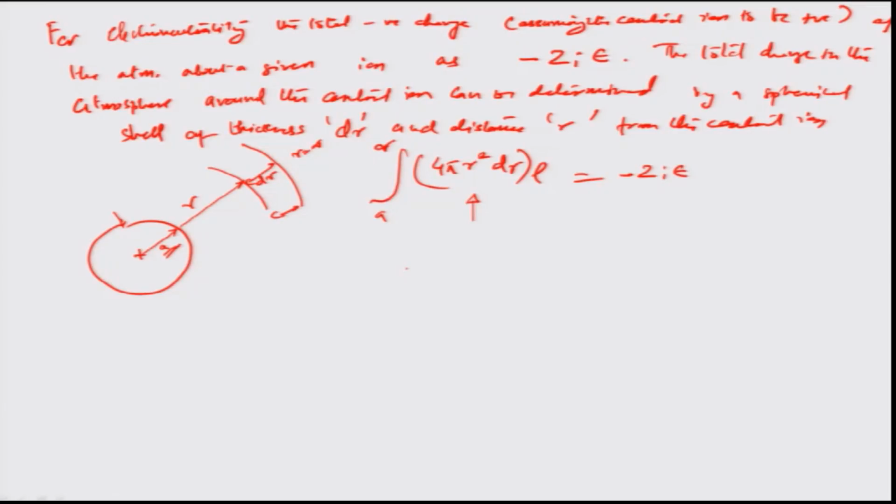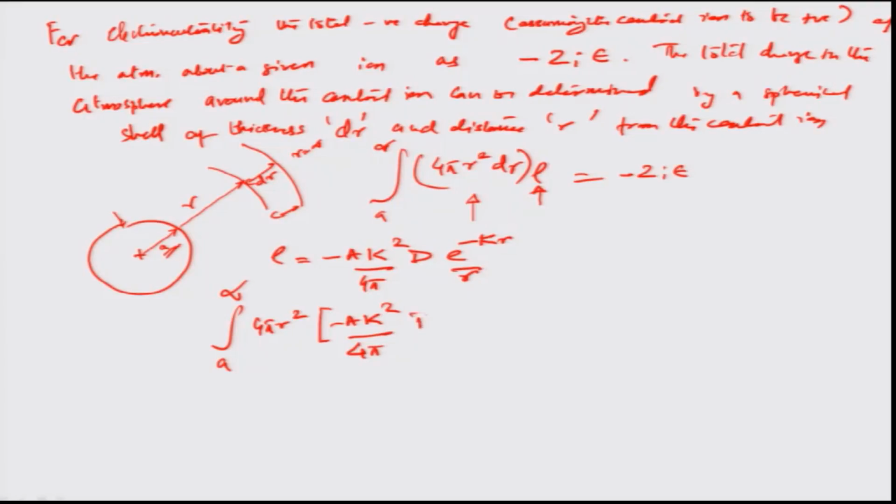So, therefore, we substitute the value of rho from the previous step in this expression here. Rho from the previous step was minus a square of k by 4 pi dielectric constant D, e to the power of minus kr by r. So, if I substitute that here, we get integral a to infinity 4 pi r square times minus capital K square by 4 pi D, e to the power of minus capital K r by r, times dr, should be equal to minus Zi epsilon.